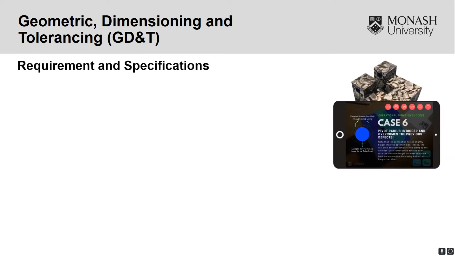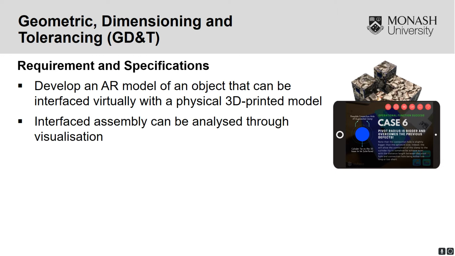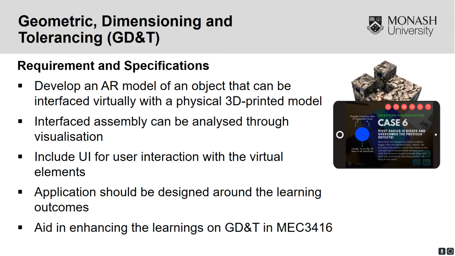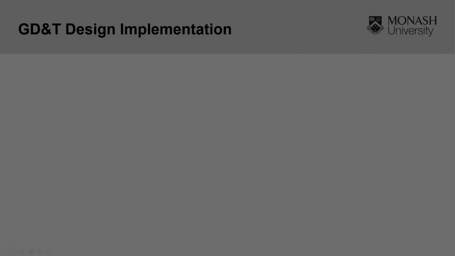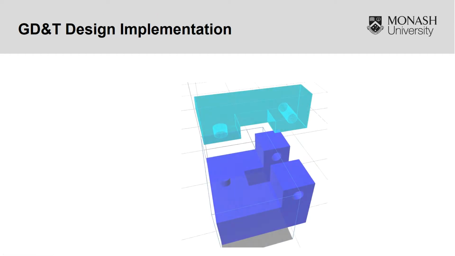Moving on to the first part of the project, GD&T, the requirement was to develop an augmented reality application where an augmented part can then be interfaced virtually with the physical base. The interface assembly can then be analyzed through better visualization. The developed application should also include UI functions for user interaction. Applications should also be designed around the learning outcomes in order to enhance the learning experience of the students on the GD&T context.